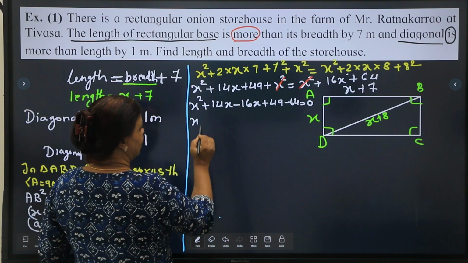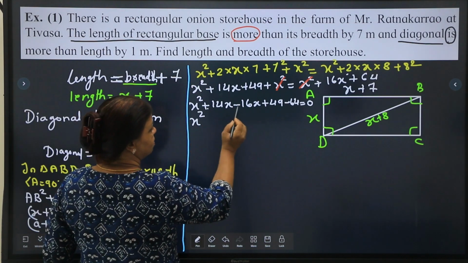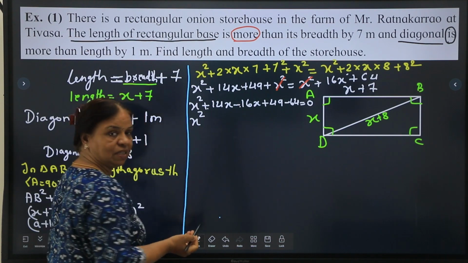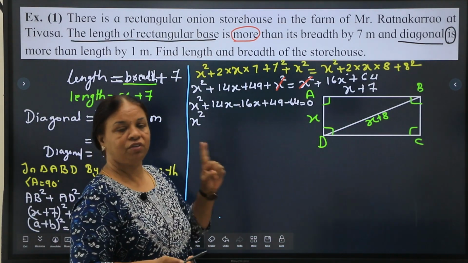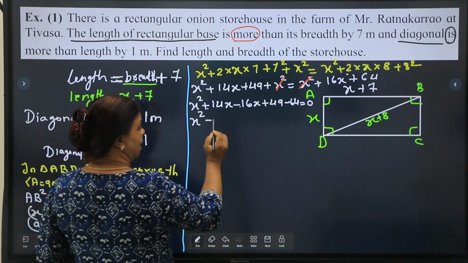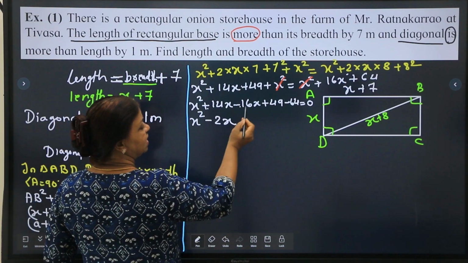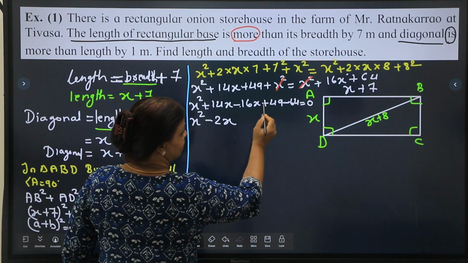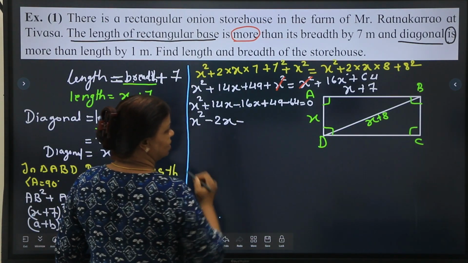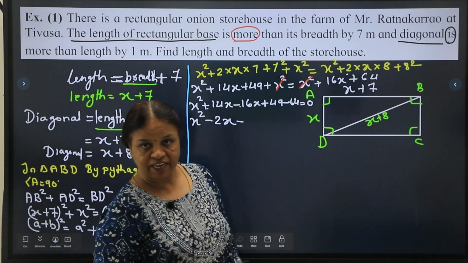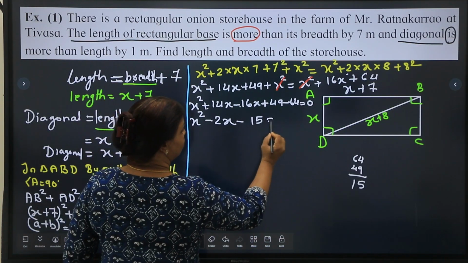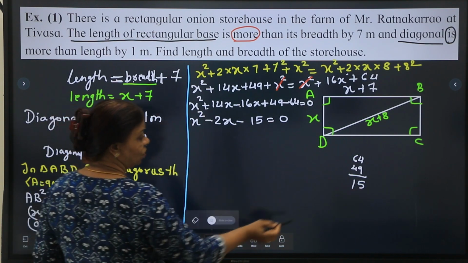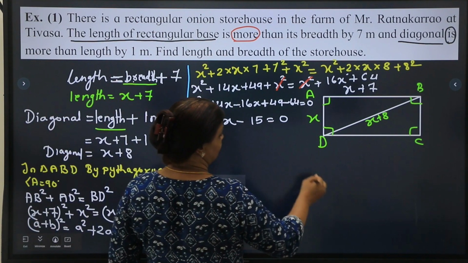Now what happens? x square, then 14x and minus 16x: one is plus, one is minus, so it will be subtracted. 16 minus 14 will be 2x, minus 2x, with the sign of the greater number, 16 being greater, so the sign will be minus. Then 49 minus 64: again this is minus and this is plus, so the sign will be minus. 64 minus 49 is 15, equal to 0. Now, children, see, I have got 15 here with me.